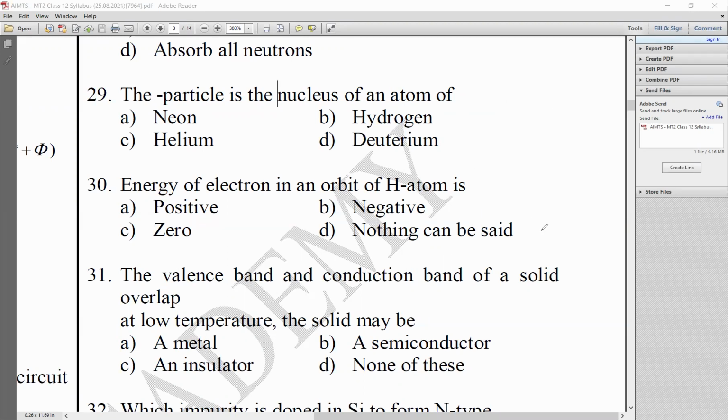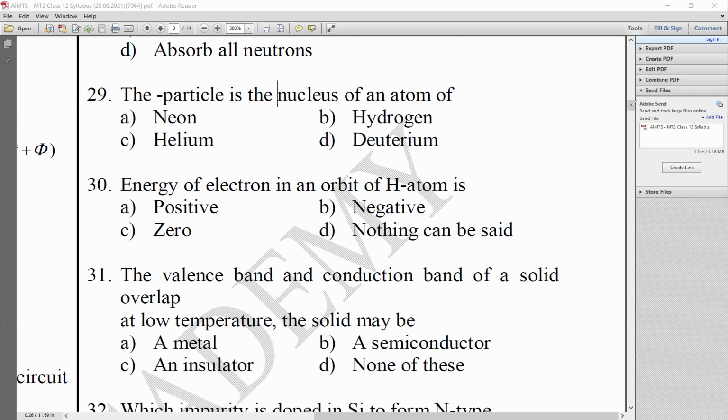The valence band and conduction band of the solid overlap. At what temperature may the solid be? So the valence band and conduction band are overlapping. Obviously, it is a metal, and a metal is a conductor. A conductor will overlap. In a semiconductor the energy gap will be small, whereas in an insulator the energy gap will be very high.